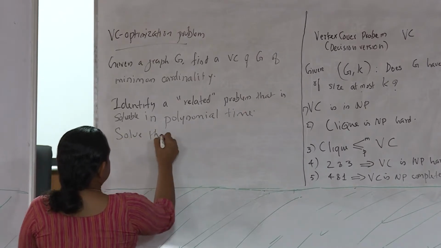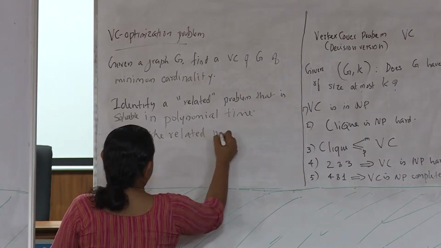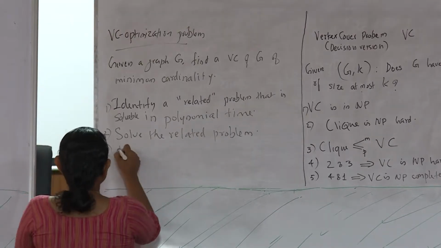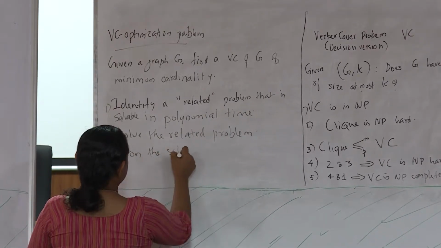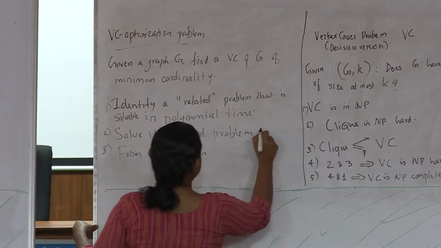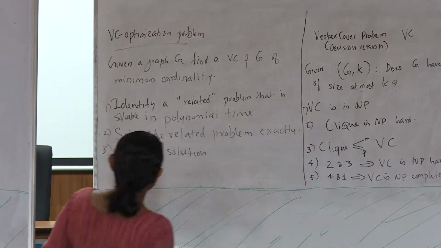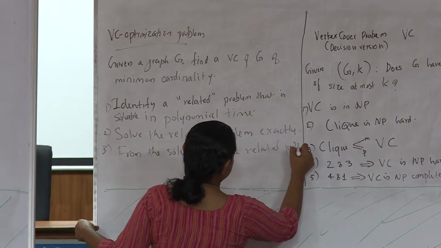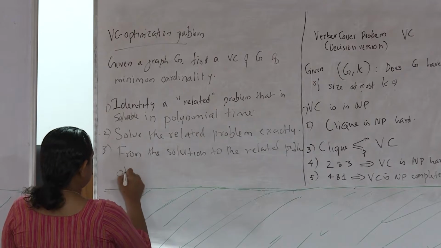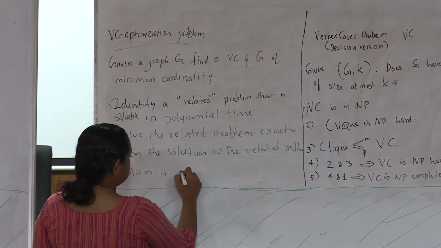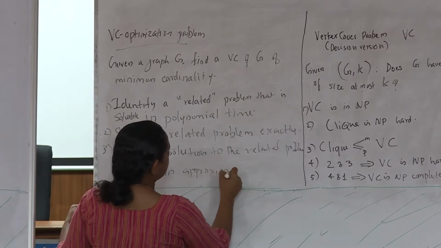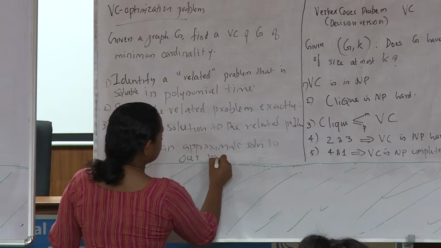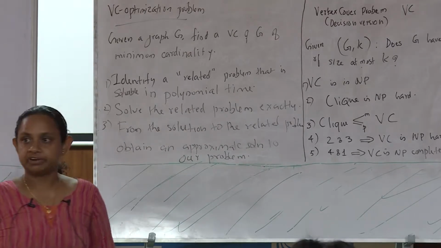Solve the related problem. Then, from the solution to the related problem, this is an exact solution, okay? Obtain an approximate solution to our problem. So this is the general strategy. Fine?